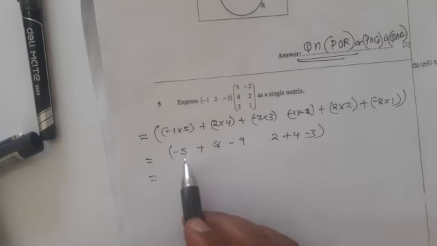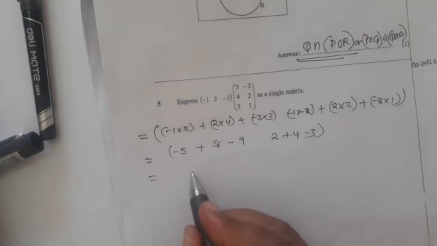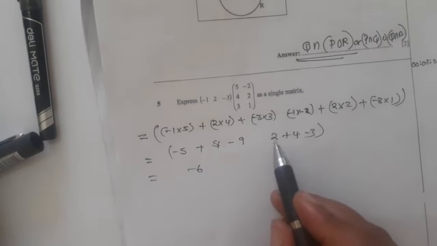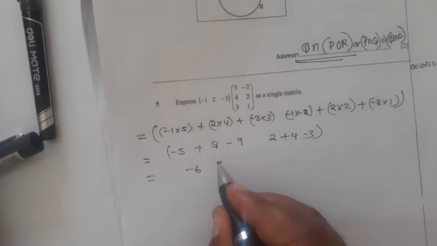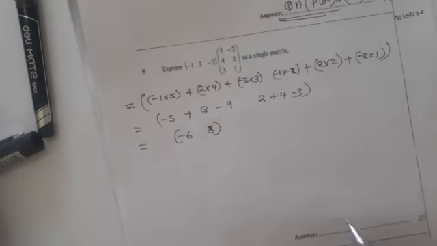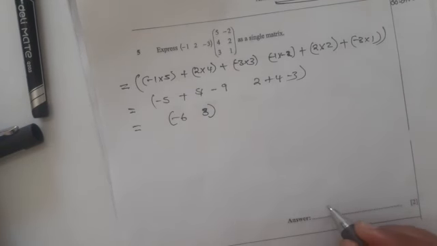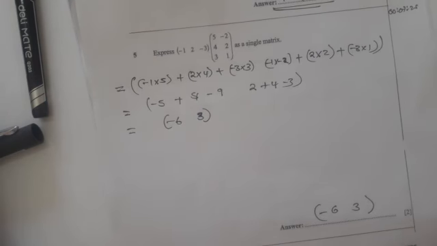So negative 5 plus 8, you get 3. 3 minus 9, get negative 6. All right? 2 plus 4, 6. 6 minus 3, you get 3. So this one is our answer. We'll come and write it here. Say negative 6 and 3. Okay. That is our answer. I hope that is okay.